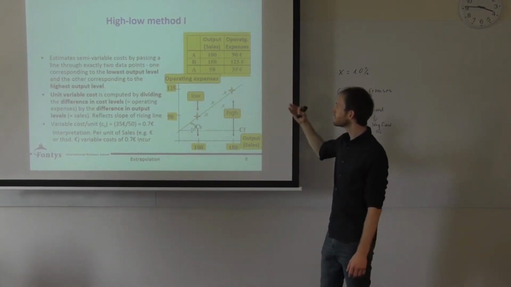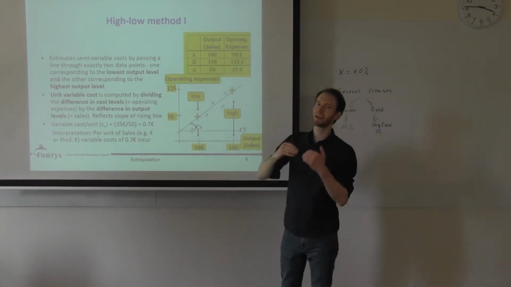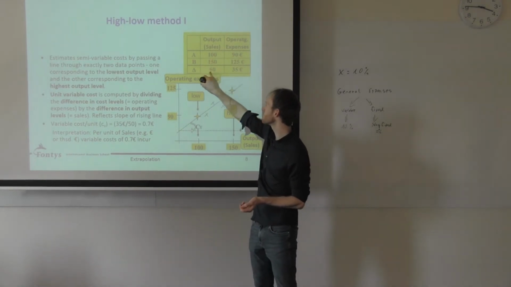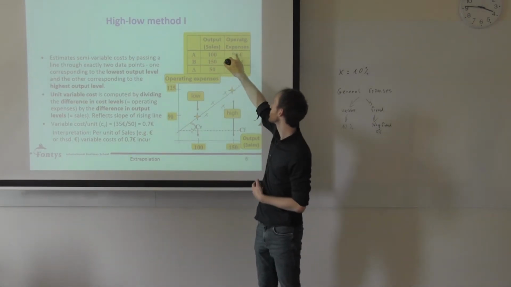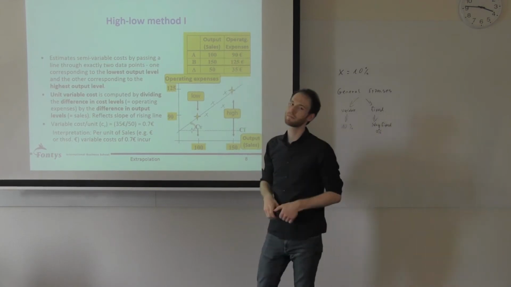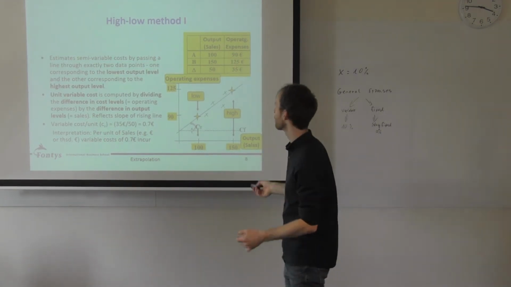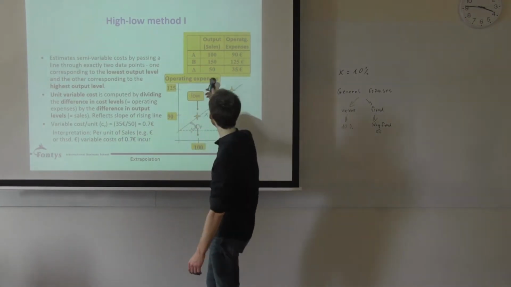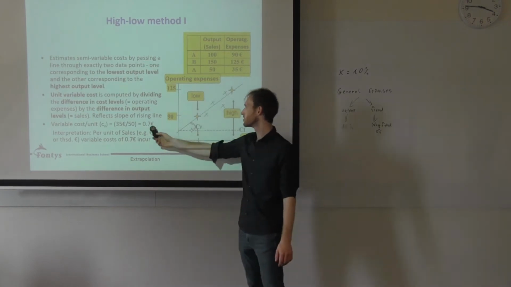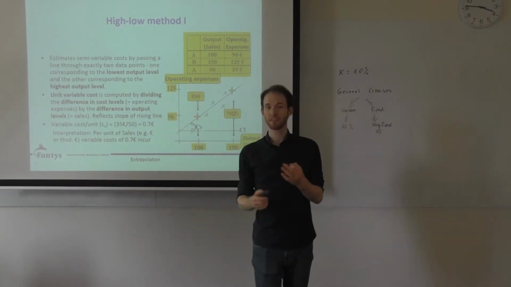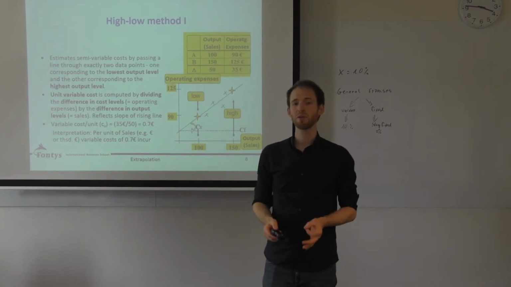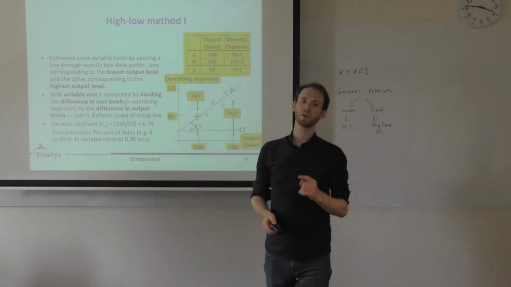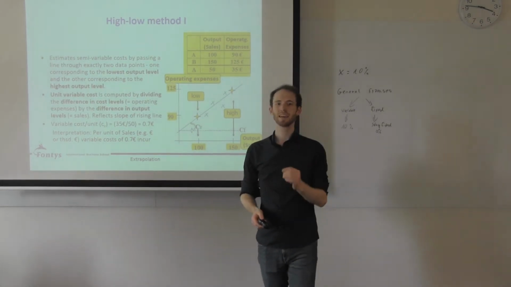Basically what we then have to do is simply relate this to each other and see what is the difference. The difference of sales between the 2 points is 50, and the difference between the operating expenses is 35. So if we take 35 and divide it by 50, we get 0.7, or 70%. This way we know that if we make €1 in turnover, we incur 70 cents in variable cost.